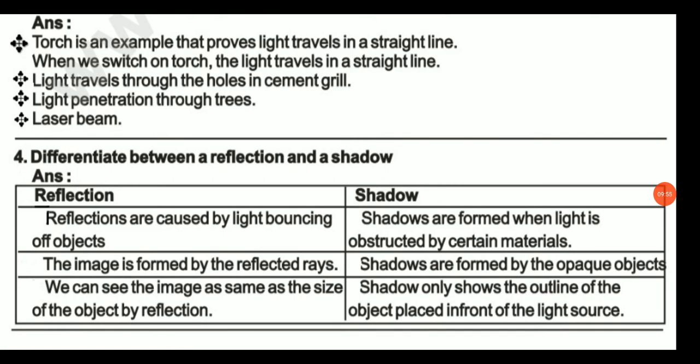Fourth question, differentiate between reflection and shadow. Reflections are caused by light bouncing off the surface. The image is formed by the reflected ray. We can see the image as the size of the object by reflection.